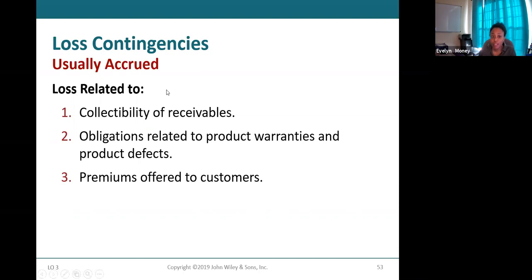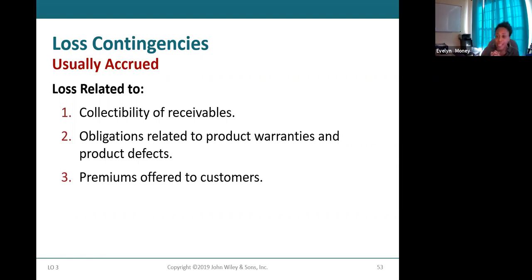So we have several different types of loss contingencies, and listed here are the ones that we usually record. And these two at the bottom here are the ones that we're going to focus on in this chapter. But you've dealt with loss contingencies already when we dealt with bad debt. Remember our allowance for doubtful accounts, where we estimate and go ahead and record bad debt expense, and we credit the allowance for doubtful accounts as an adjusting entry at the end of the period. That's an example of a loss contingency that we have to deal with.